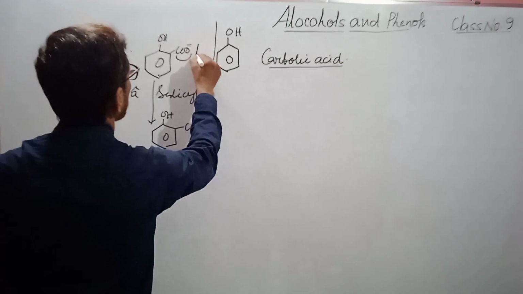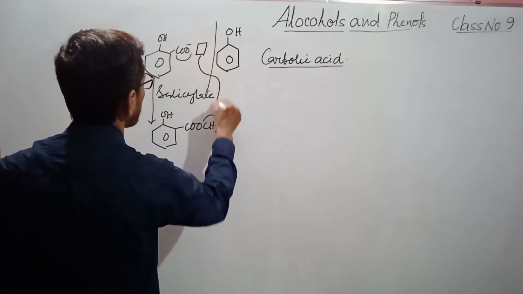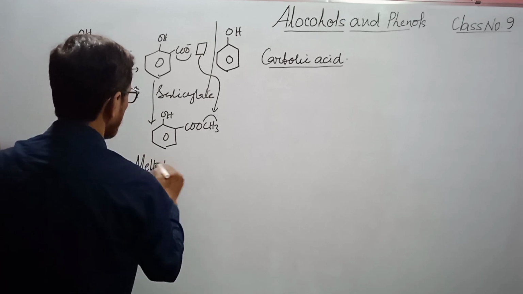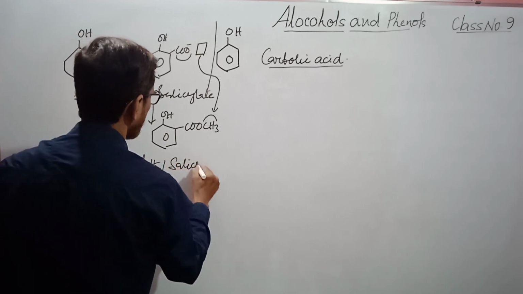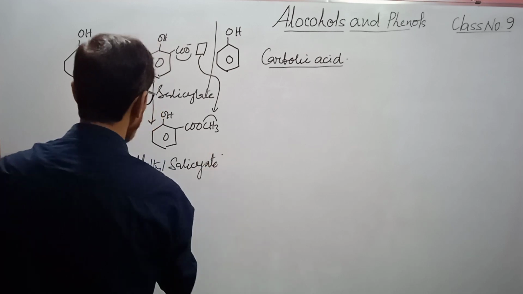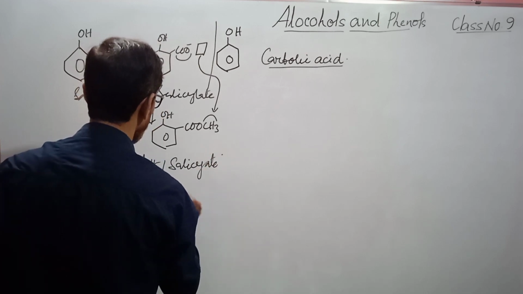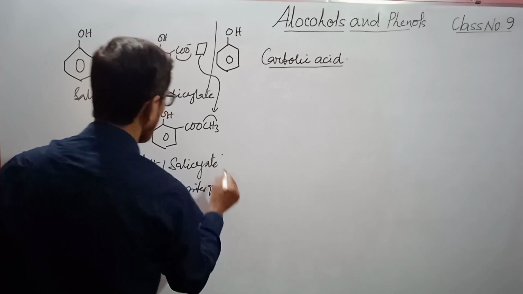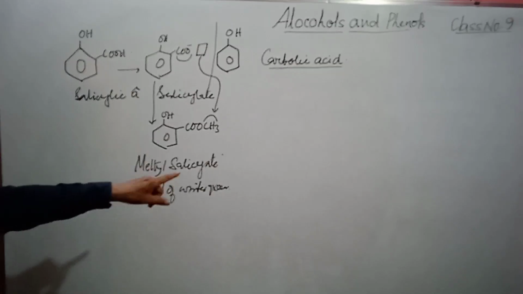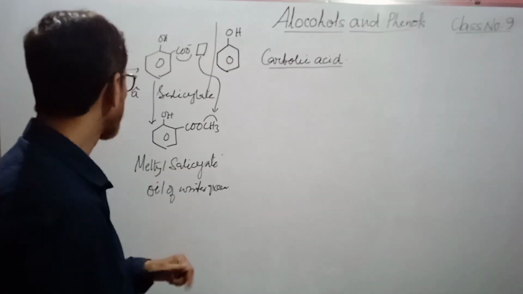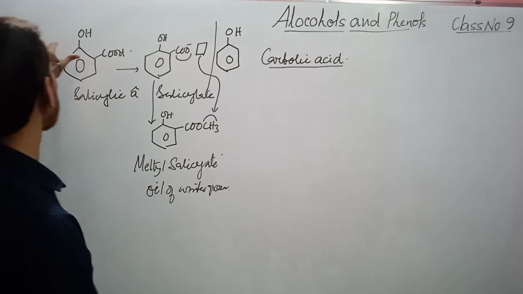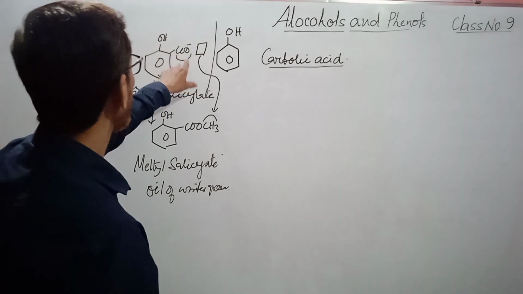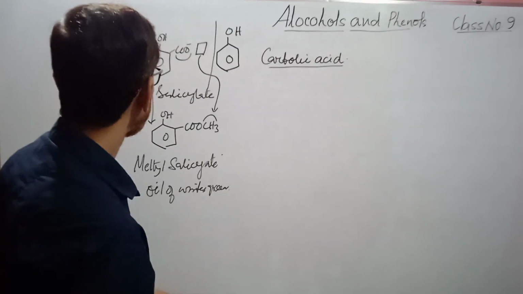here if you place CH3, this is called methyl salicylate, and this is oil of wintergreen. Sometimes what is the common name of oil of wintergreen is asked, you write methyl salicylate. So it has actually come from salicylic acid. One hydrogen is removed, salicylate, and if CH3 group is there, methyl salicylate.